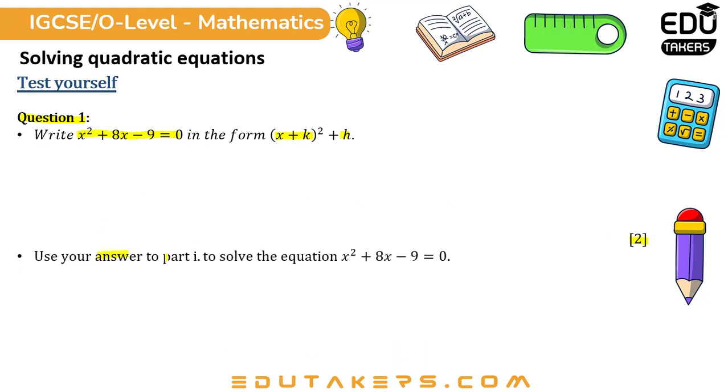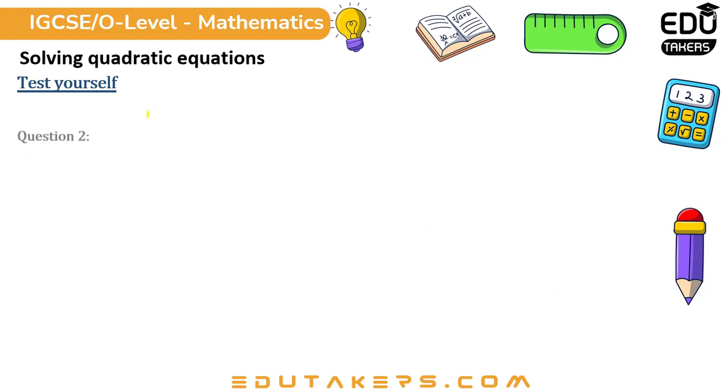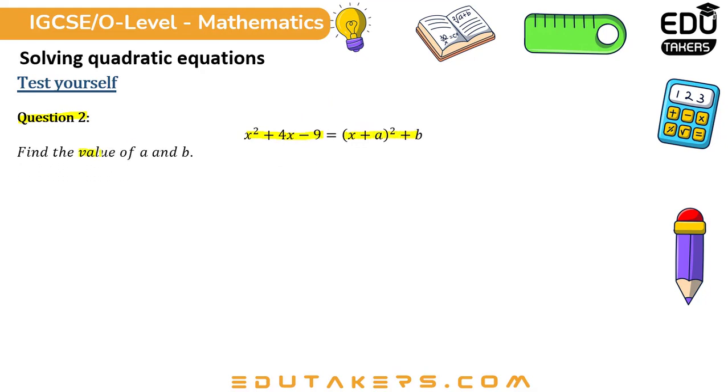Use your answer to the first part to solve the equation x² + 8x − 9 = 0. It's a 2-mark question. Question number 2 is, x² + 4x − 9 = (x + a)² + b. Find the value of a and b. It's a 2-mark question.